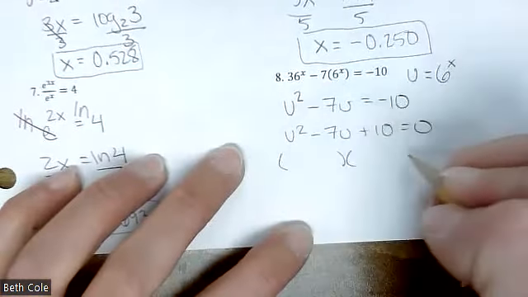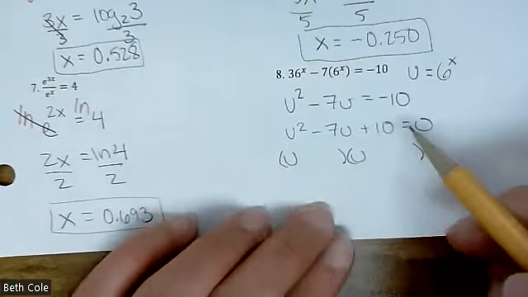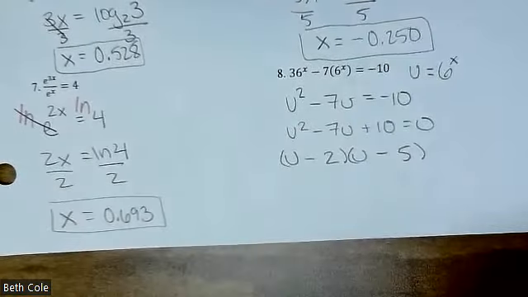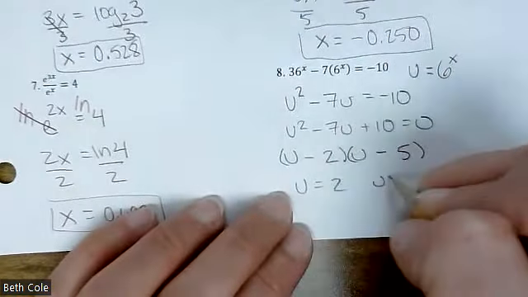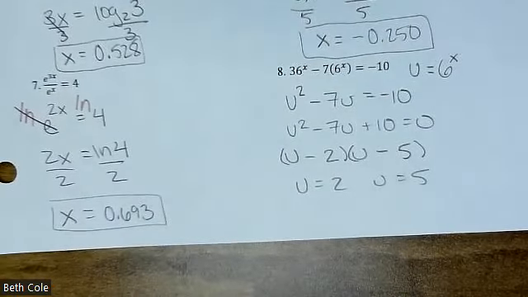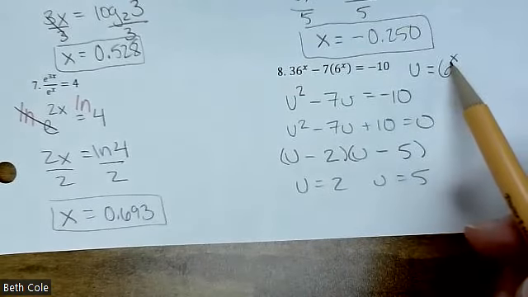So draw your 2 parentheses. It's going to split u and u. 10 would be, yep, perfect. They're both negative. So you get u equals 2 and u equals 5. Now here's the thing. We're not quite done yet. There's a little bit more because we found u, but what you really want to find is x.